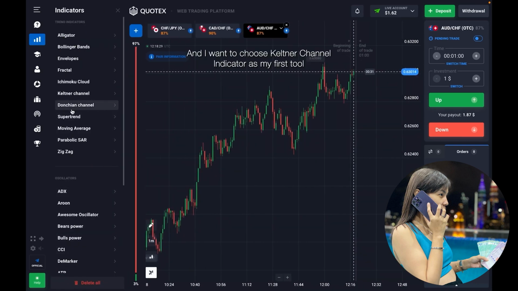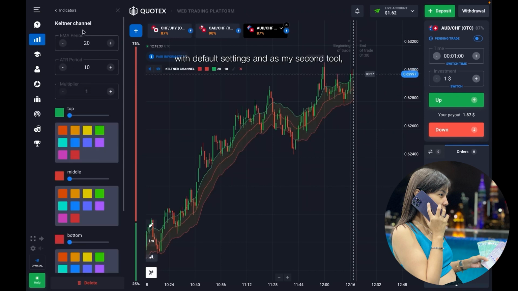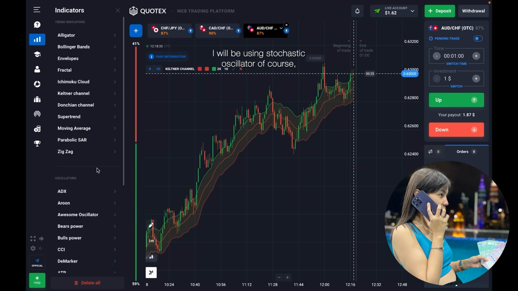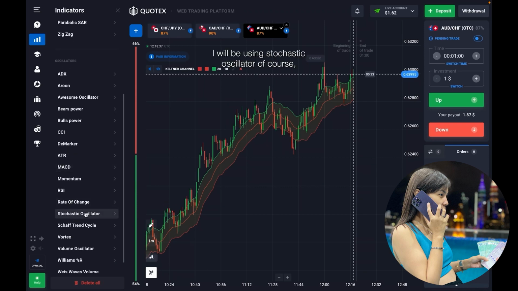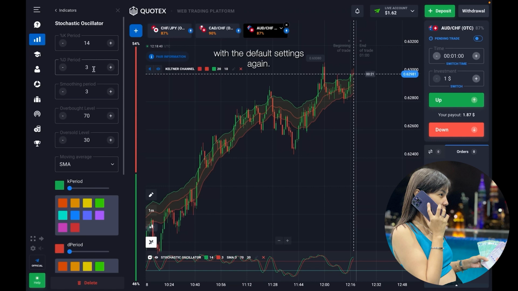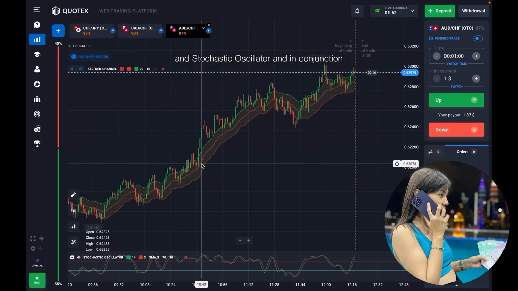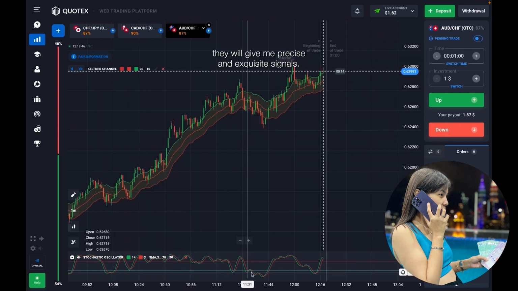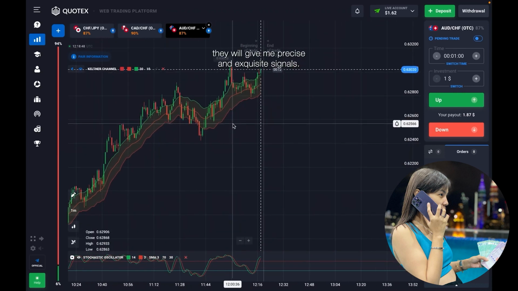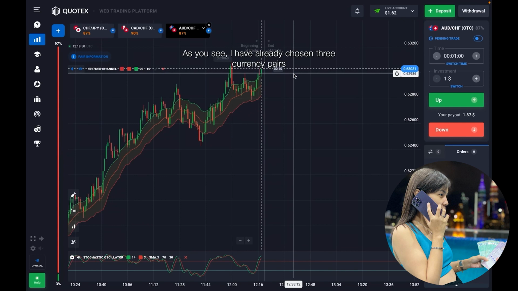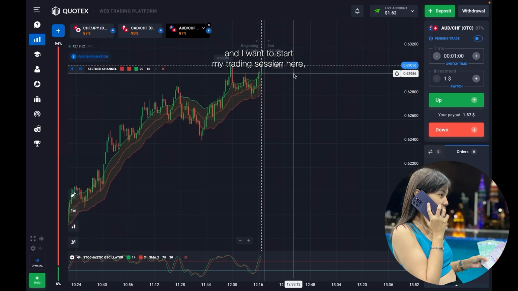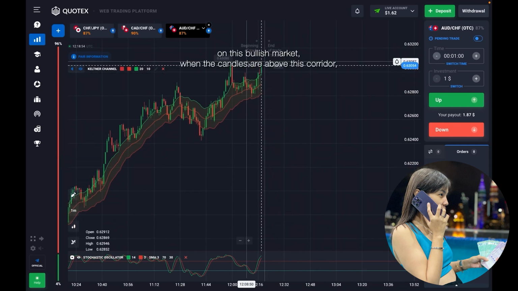I want to choose the Keltner channel indicator as my first tool with default settings, and as my second tool I will be using the stochastic oscillator, again with default settings. I have just a combination of the channel and the stochastic oscillator, and in conjunction they will give me precise and exquisite signals. As you see, I have already chosen 3 currency pairs and I want to start a trading session here on this bullish market.